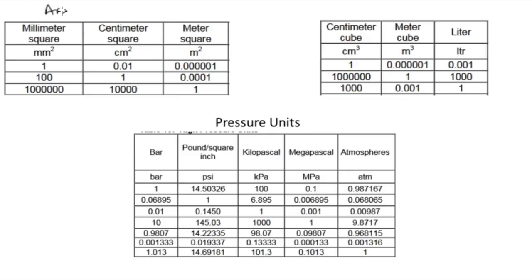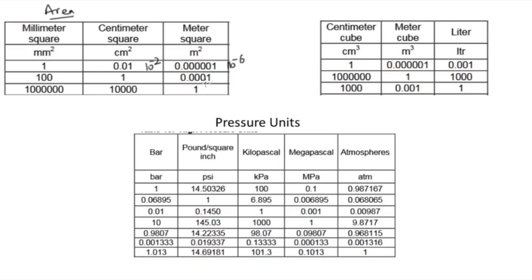So these are terms for your area. When your area is given, you can convert this area in this form. If you have the area in millimeter square, so 1 millimeter square is equal to 0.01 centimeter square, and that will be equal to 0.000001 meter square. Basically what is written here is 1 millimeter square is equal to 10 to the power minus 2 centimeter square and 10 to the power minus 6 meter square. 1 2 3 4 5 6, yes, it's 10 to the power minus 6 meter square.